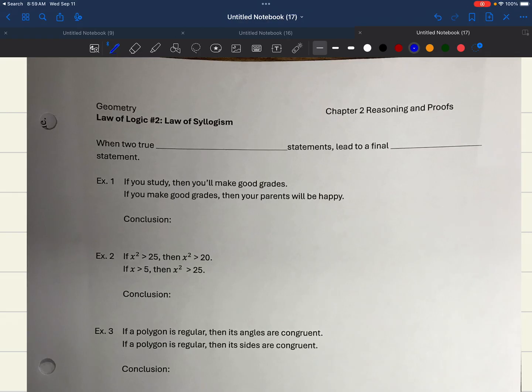Okay, on the back page, our second law of logic is called the law of syllogism. It says when two true conditional statements lead to a final conclusive statement.